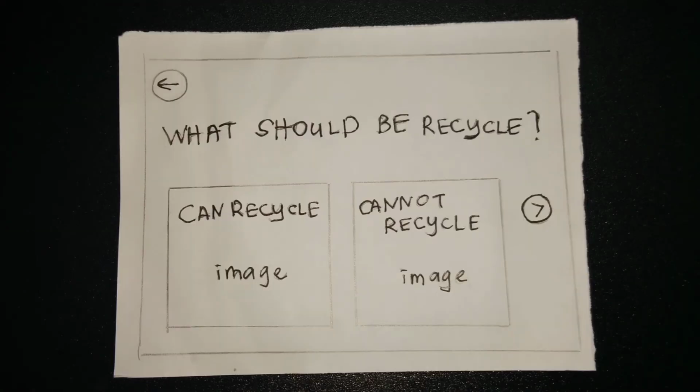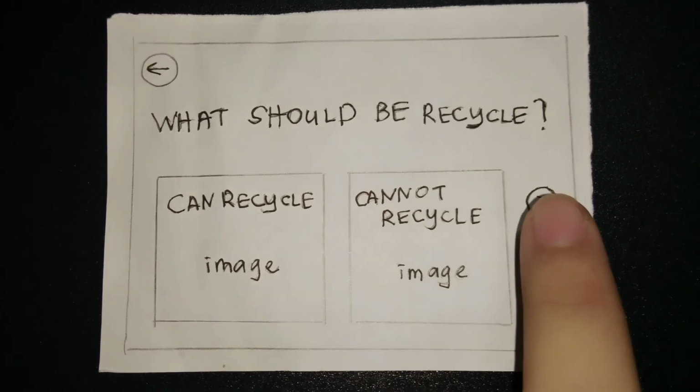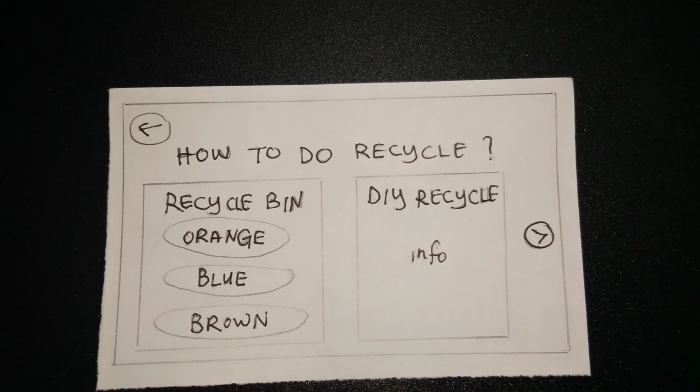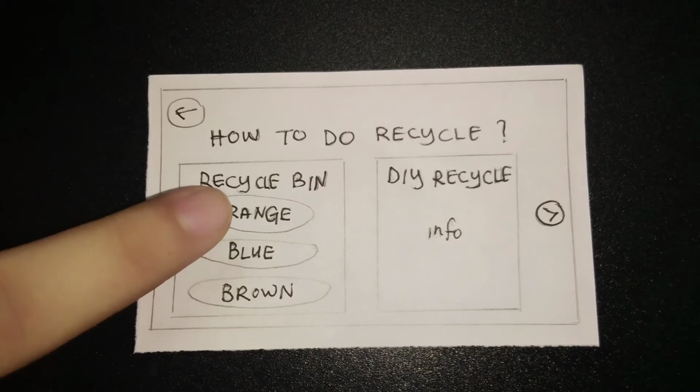You will go to the page what should be recycled, where the user can get the information on what can be recycled and cannot be recycled. After that, for the next page, the user will just have to click on the next icon again, and you will see the page of how to do the recycle. In this page, you can see there are two ways to do recycle, which are recycle bin and DIY recycle.